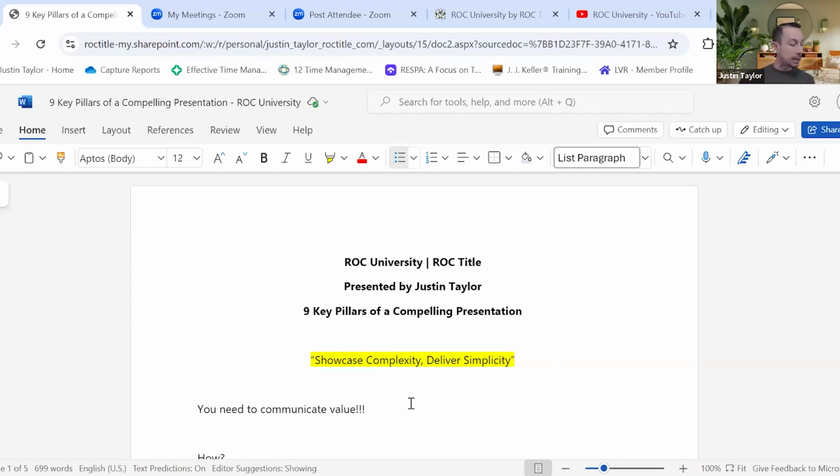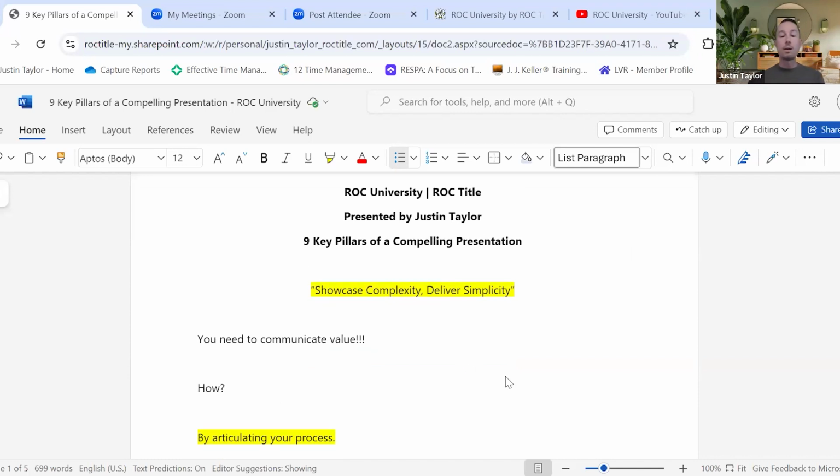And again, like I was saying, all we hear is you need to communicate value, show value, communicate value. What does that actually mean? Well, you're going to show value by articulating your process. We are going to show our value by articulating the process, the buyer journey. What does that look like? We're going to explain it more in depth than just, you need a pre-approval.